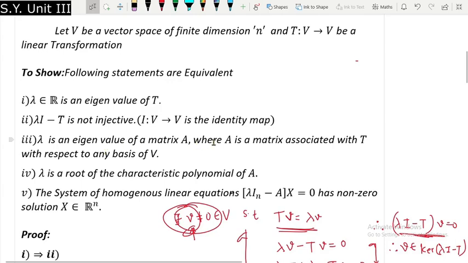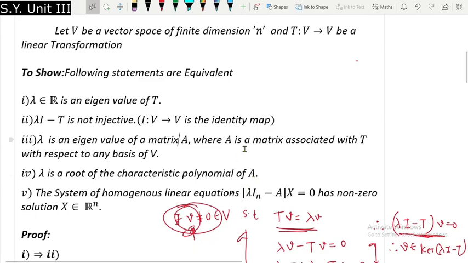So this is the important thing to note. We have to prove that lambda is an eigenvalue of A, where what is matrix A? It is a matrix associated with T with respect to any basis B of V, any basis of V actually. So the thing is, whenever you have a linear transformation, I have already told you, you can always find the matrix representation of T, provided you have a basis actually.